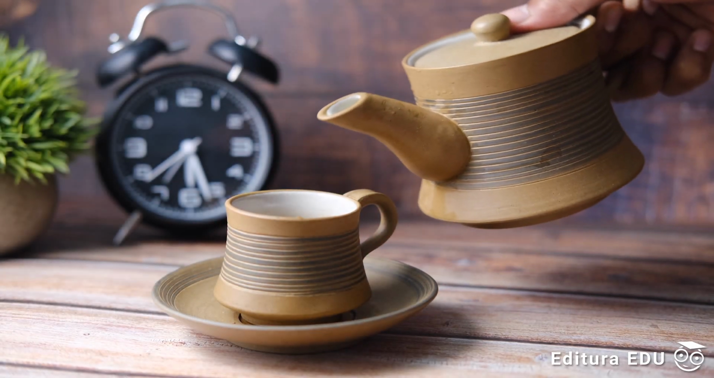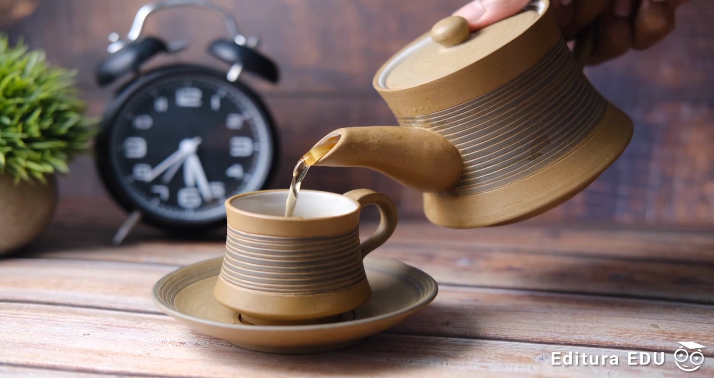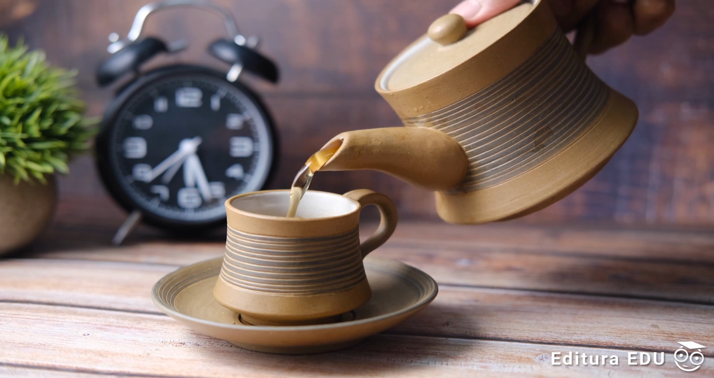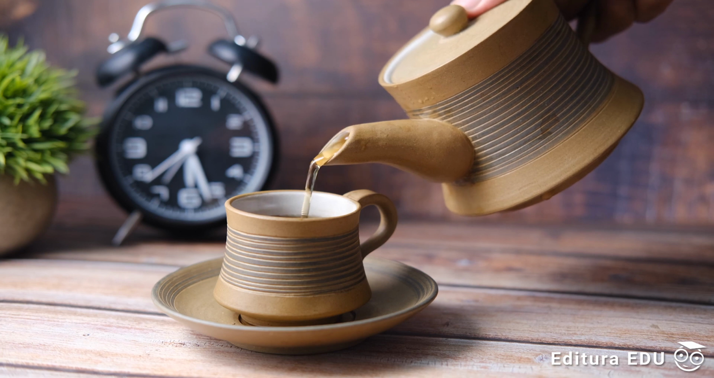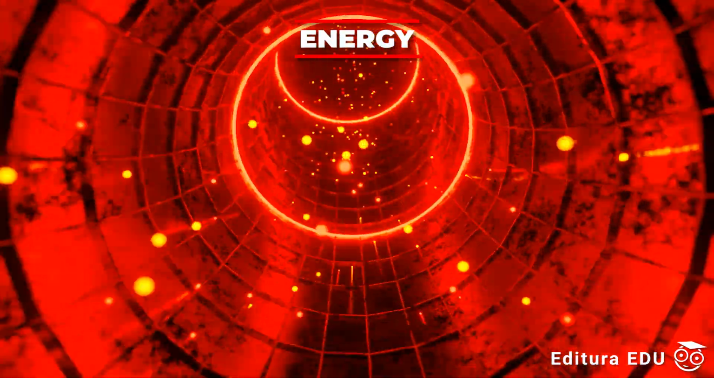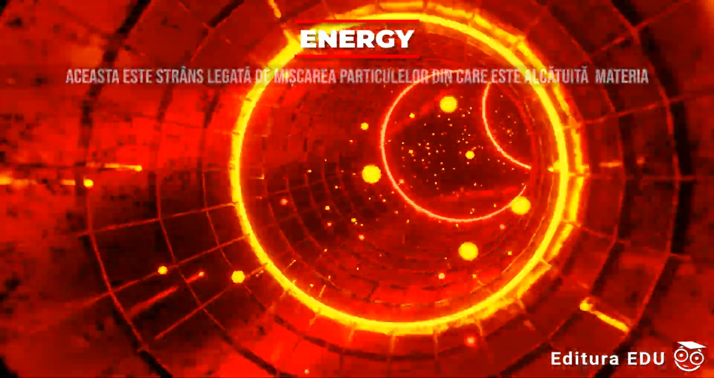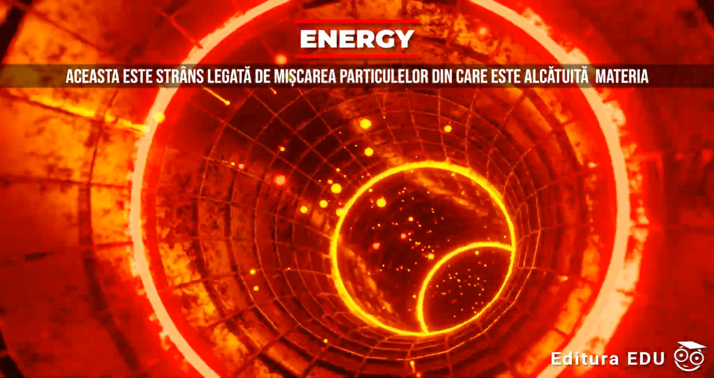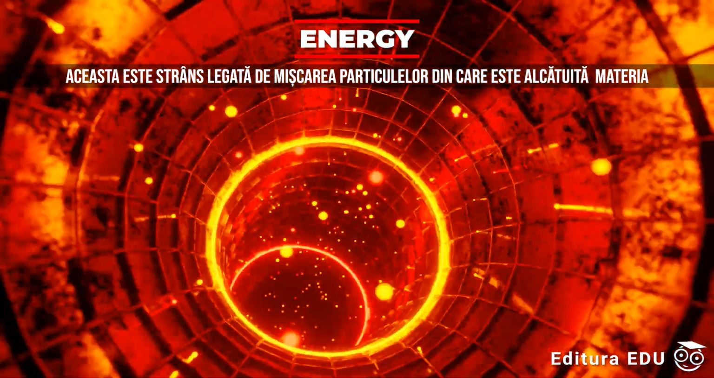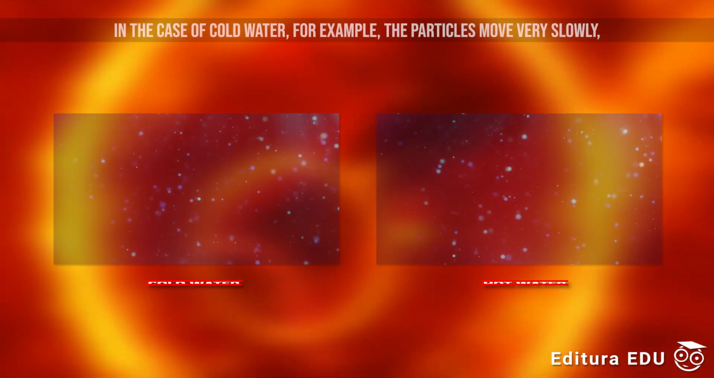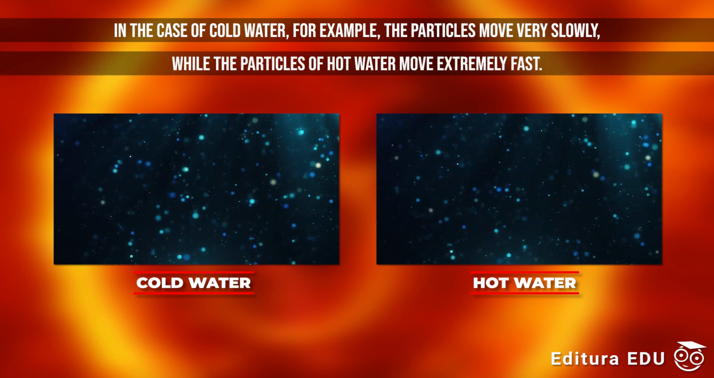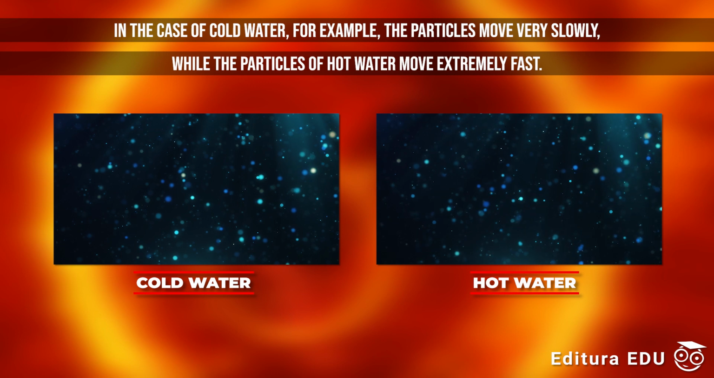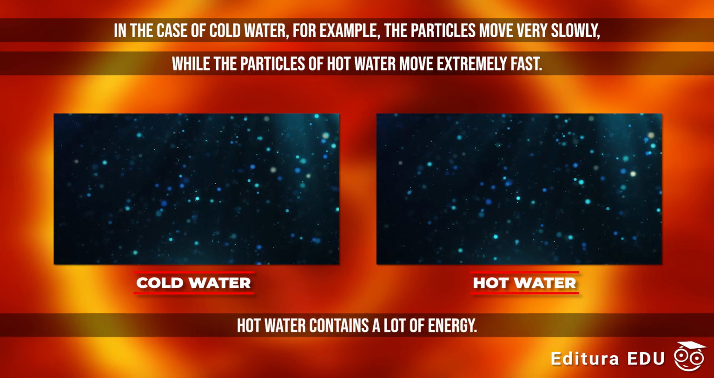Imagine pouring hot tea into a cup. At first the mug is cold, but little by little it will warm up as the heat of the tea will be transferred to the mug. To fully understand this process, let's talk a little about energy. This is closely related to the movement of the particles that make up matter. In the case of cold water, for example, the particles move very slowly, while the particles of hot water move extremely fast. Hot water contains a lot of energy.